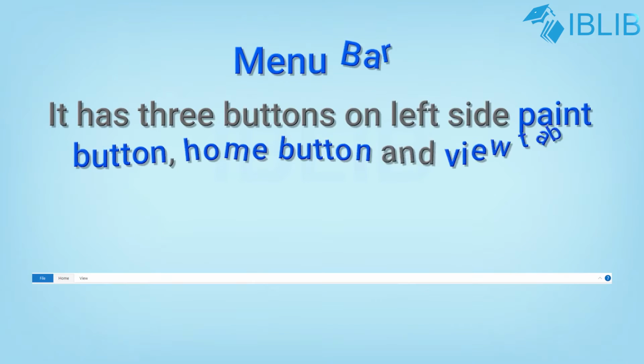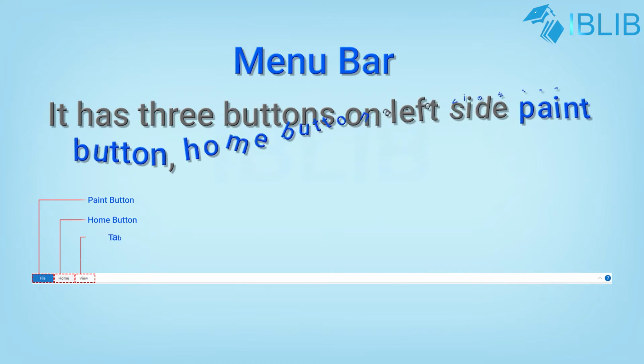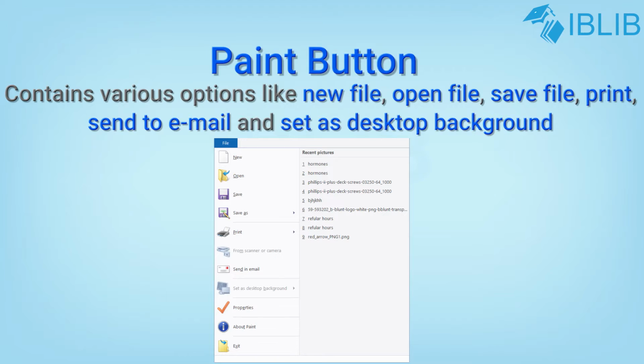The fourth one is menu bar. The menu bar has 3 items on the left, that is Paint button, Home button, and View tab, and also a Help button at the far right. First one is Paint button.